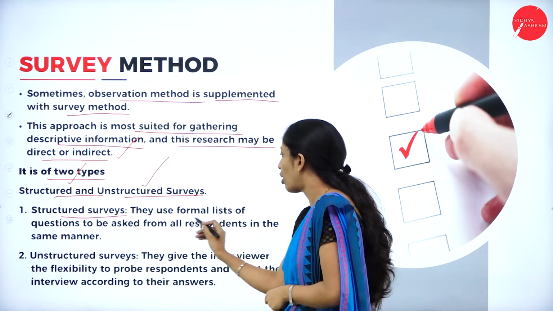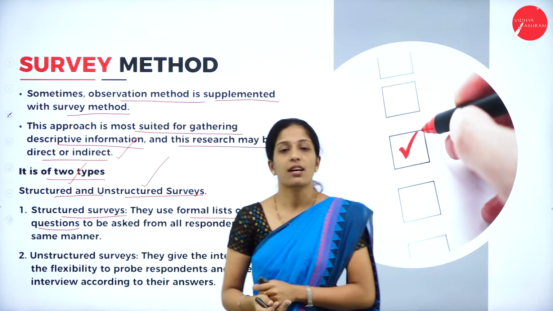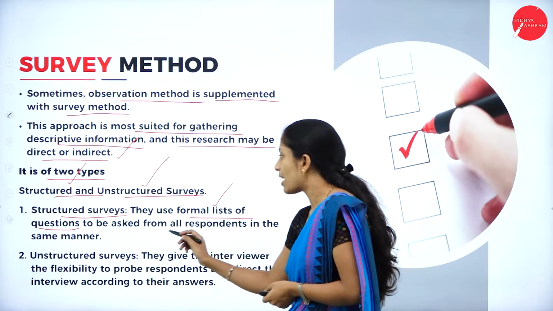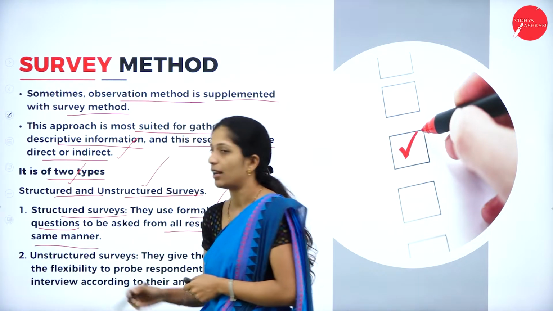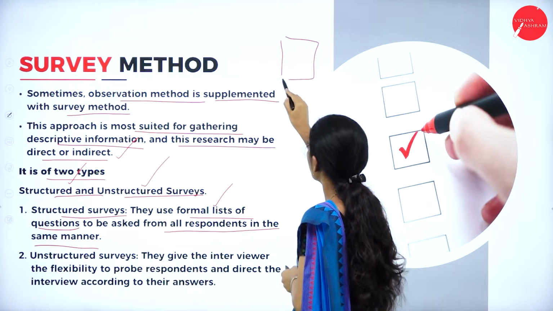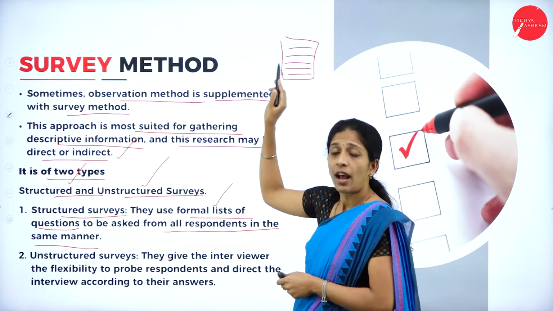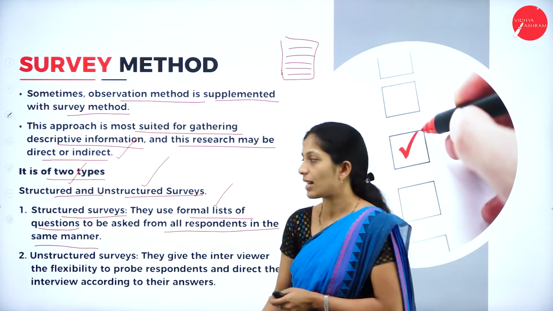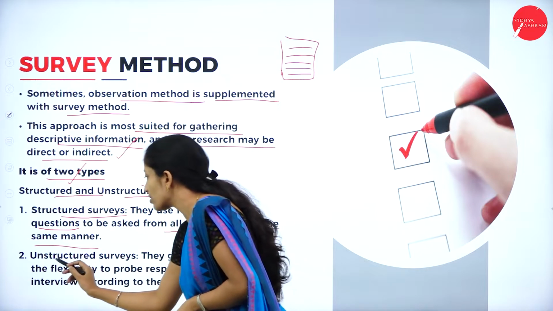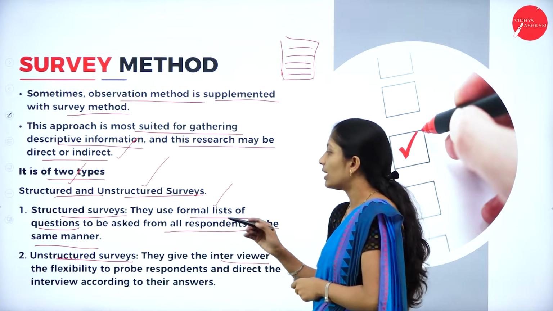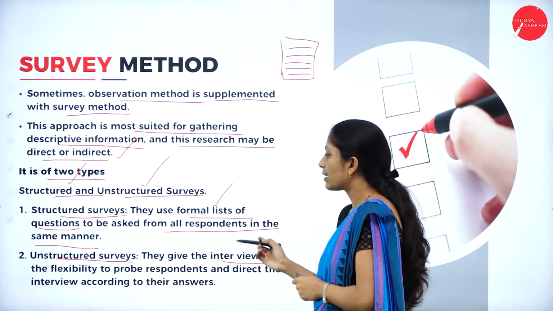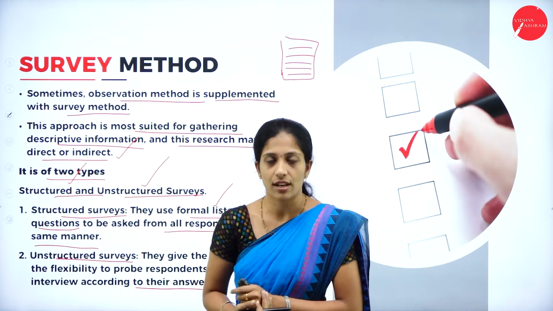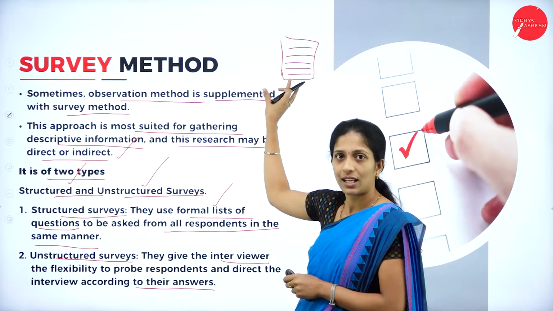So let us see the meaning here. Structured survey, they use a formal list of questions. Under structured survey, it will be systematically arranged, containing a formal list of questions to be asked of all respondents in the same manner. Now what will they do? They'll make a list of questions arranged in a systematic manner, and that too formal questions, which will be asked to the respondents in the same manner. That is known as what? Structured survey. Now coming to the unstructured survey, they give the interviewer the flexibility to probe respondents and direct the interview according to their answers. Here it is the opposite of structured survey, where informal questions will be there in the unstructured survey.